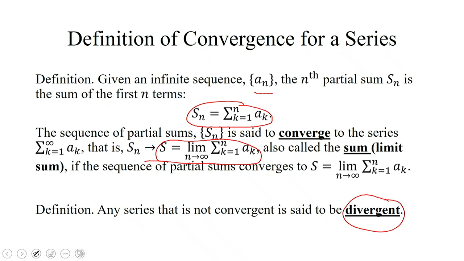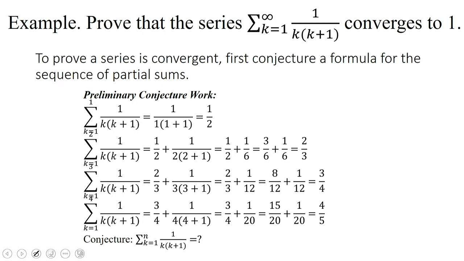So that's what we're doing here, working with infinite items. Here we have a series, 1 over k times k plus 1, as k goes from 1 to infinity. And the claim is that it converges to 1. So we'd like to show that that's the case, fully and completely. So how do we do that? Well, first off, it would be nice if we can get a formula for the sequence of partial sums.